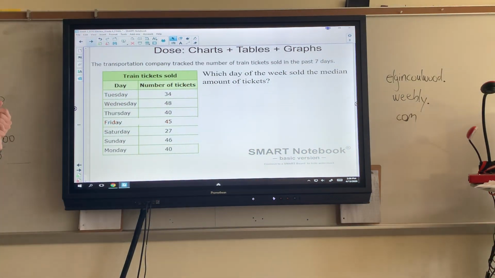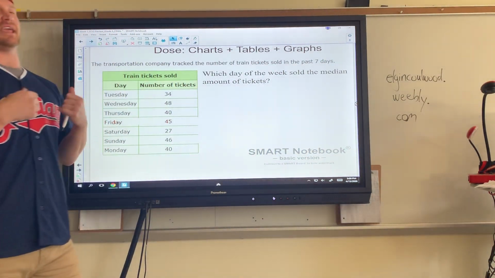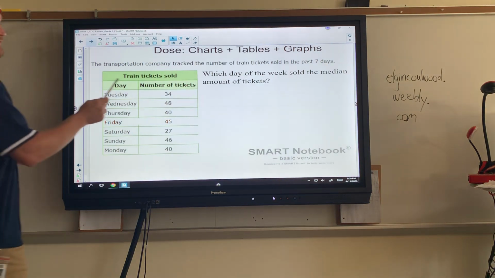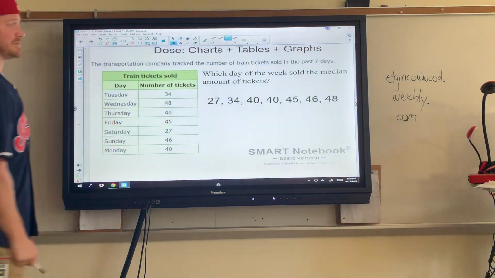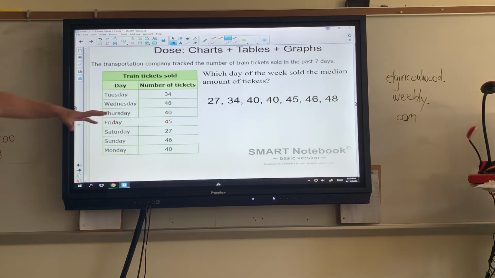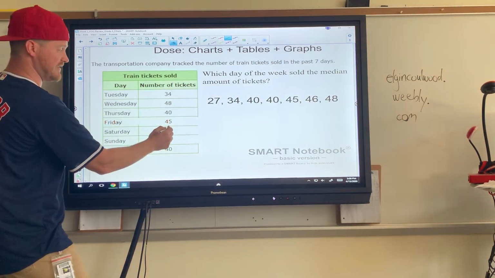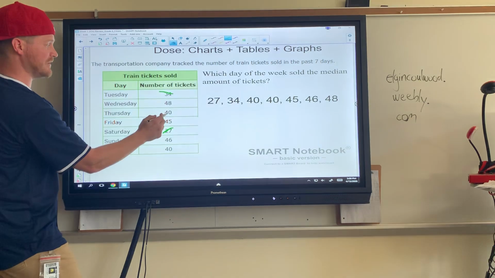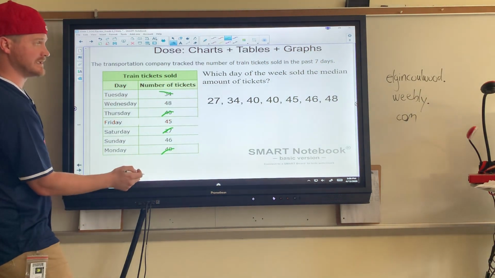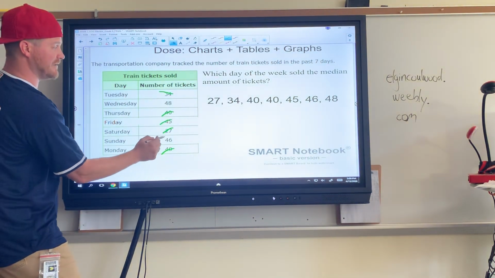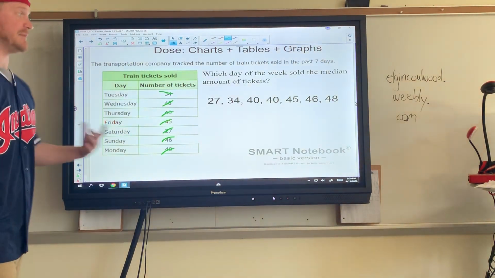And also when you're solving median, when you rewrite them, they have to be in order from least to greatest. So the first step is to rewrite them in order from least to greatest. And just to make sure I got all these written down, I'm going to check it. 27, check. 34, there's 2 40s, and then a 45, 46, 48. So we got them all.